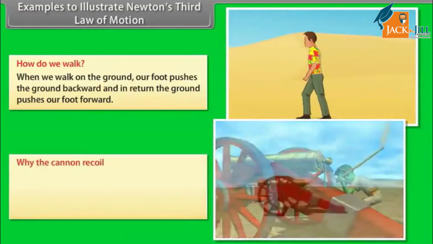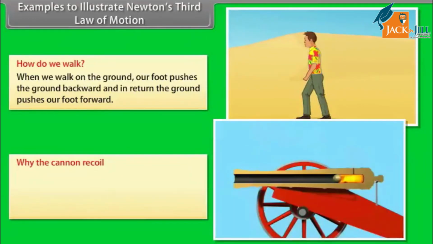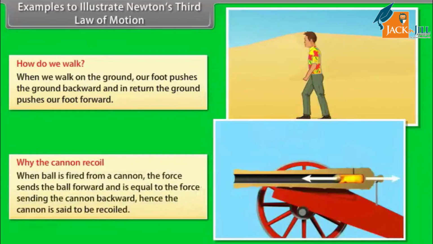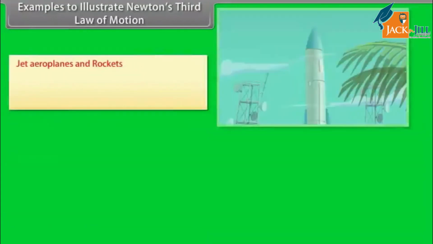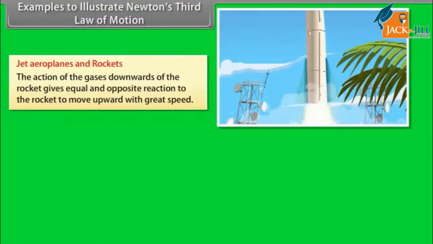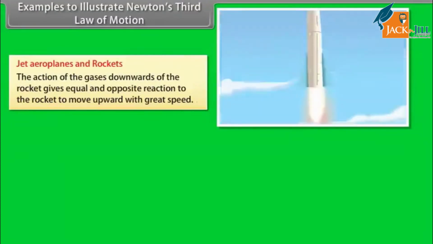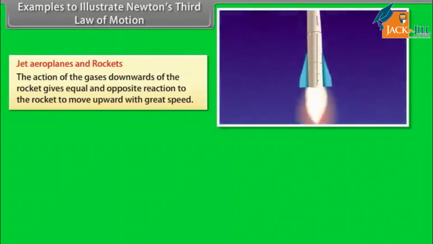Why does the cannon recoil? When ball is fired from a cannon, the force sends the ball forward and is equal to the force sending the cannon backward, hence the cannon is said to be recoiled. Jet aeroplanes and rockets. The action of the gases downwards of the rocket gives equal and opposite reaction to the rocket to move upward with great speed.